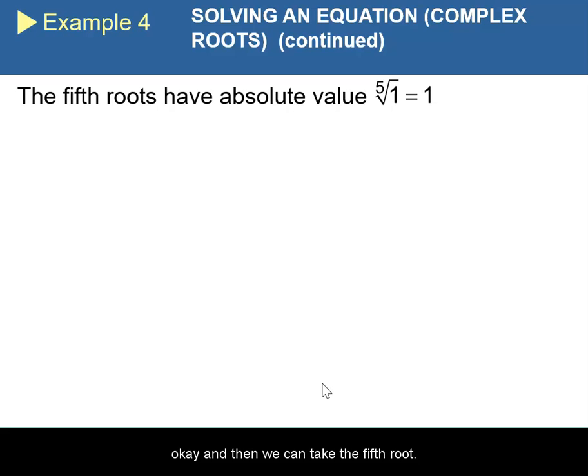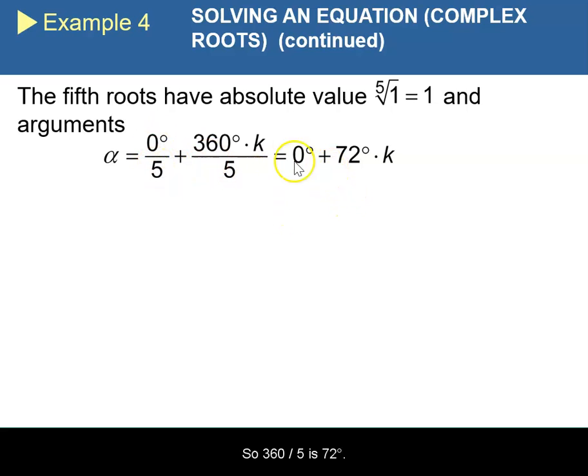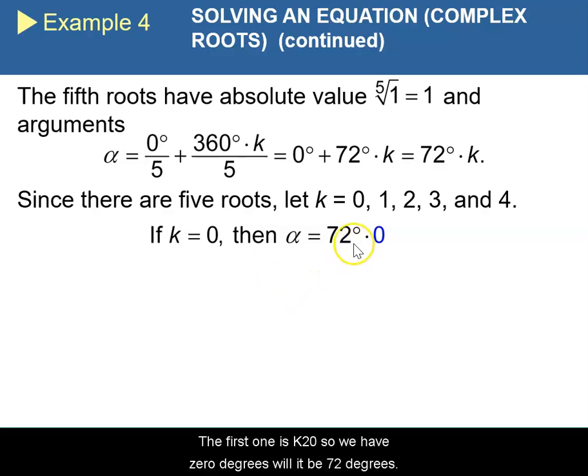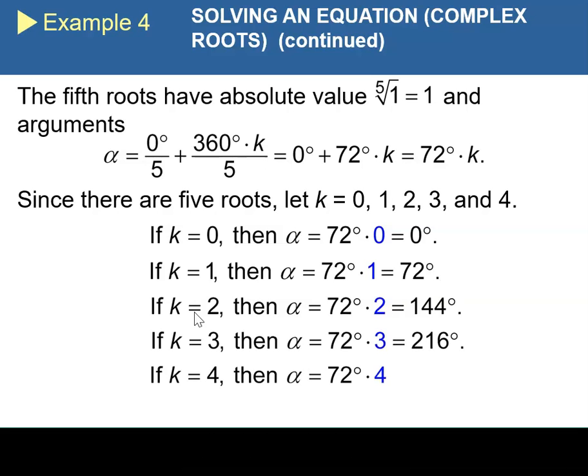And then we can take the fifth root, and go around our circle 5 times. So 360 divided by 5 is 72 degrees. We're really taking 0 and just adding 72 degrees around a radius of 1. The first one is k equals 0, so we have 0 degrees. K is 1, so that'll be 72 degrees. K is 2, so that'll be 144 degrees, and so forth through our 5.